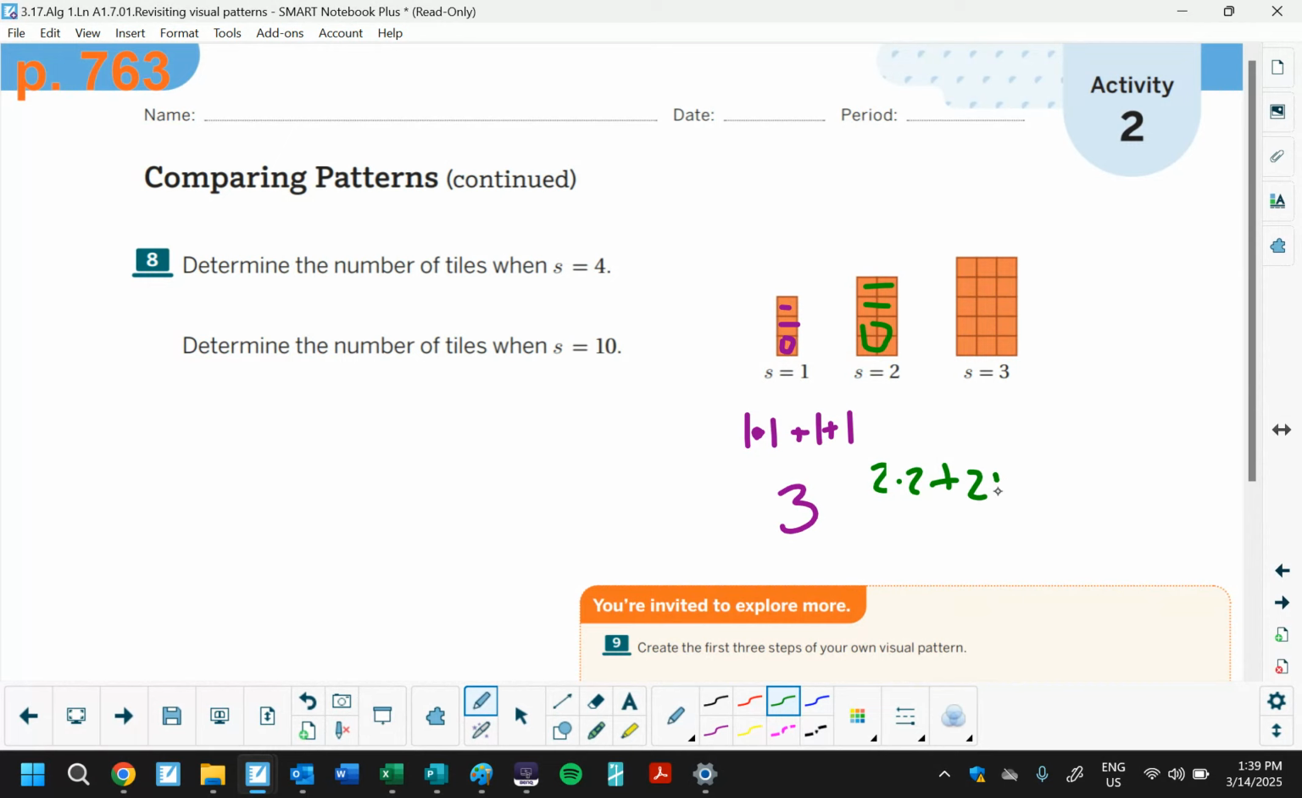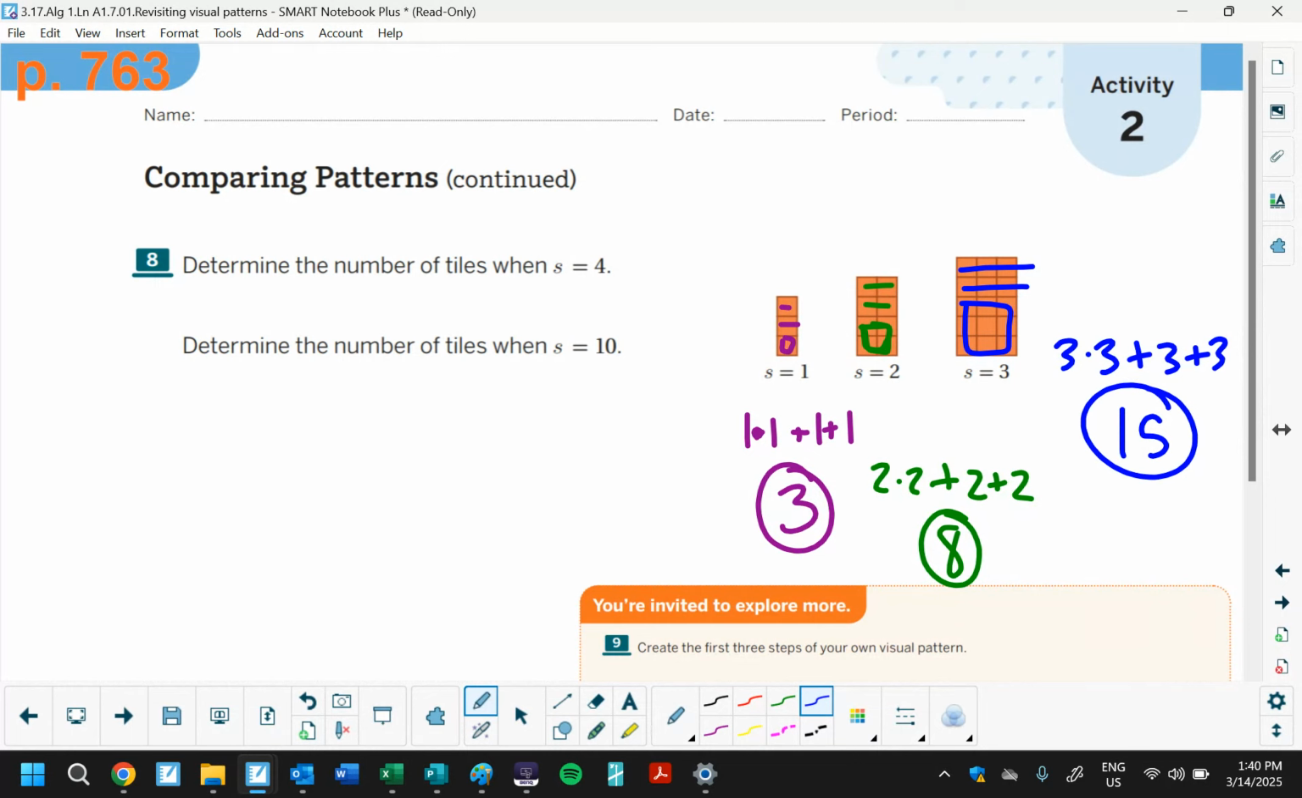Then I see not a 1 by 1, but a 2 by 2, and then 2 sets of 2. So 2 by 2, there were 4 squares on the bottom, and then 2 more is 6, and 2 more is 8. Onward we go to a 3 by 3, and then add a 3, and then add another 3, which means 3 by 3 is 9, plus 3 is 12, plus 3 is 15.